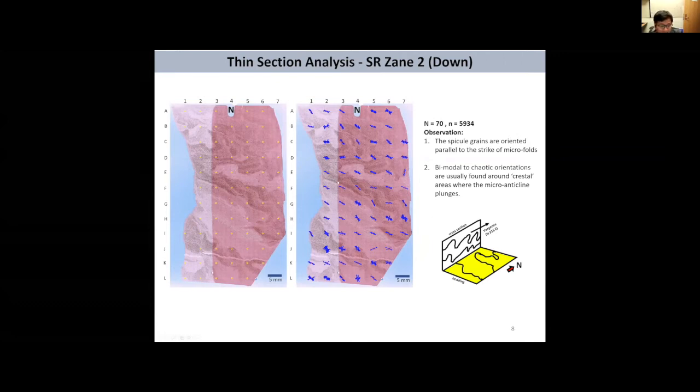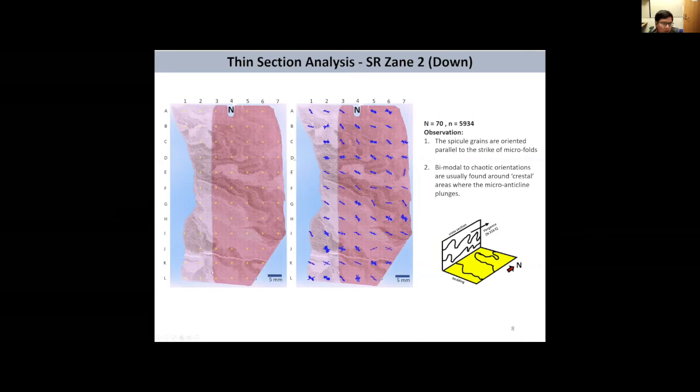And we can see that the spicules actually follow the curvature of the microfoldings, which suggests that the orientation is actually controlled by the mass transport deposits instead of the previously existing process before the mass failure. And the second point of observation is that we have bimodal to chaotic orientations, which are usually prevalent in the crest or the trough of the microstructures.